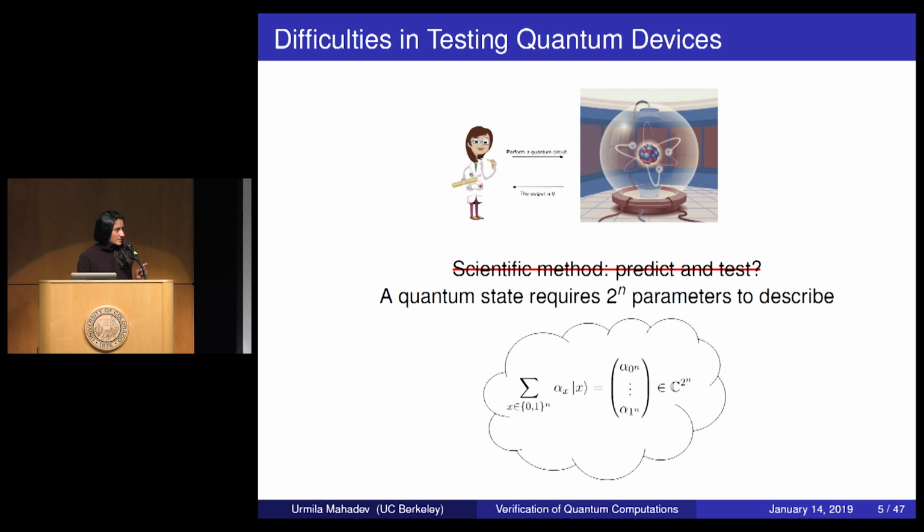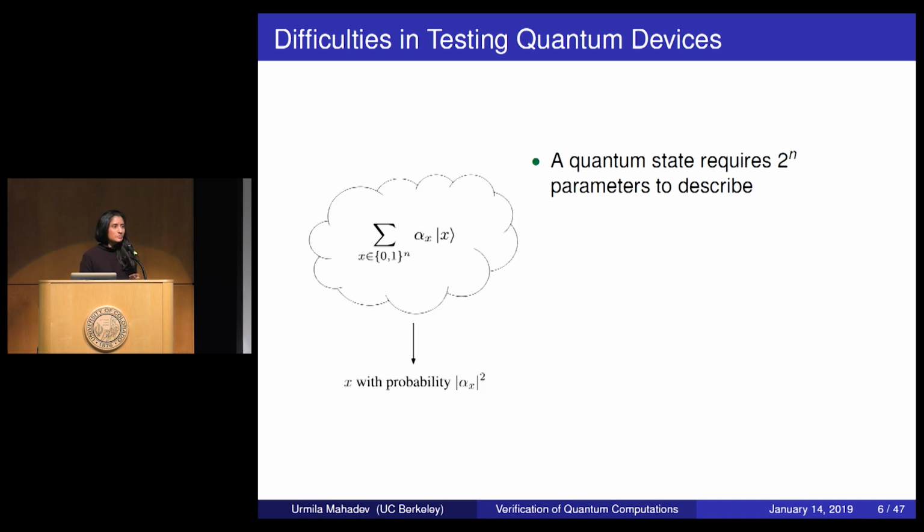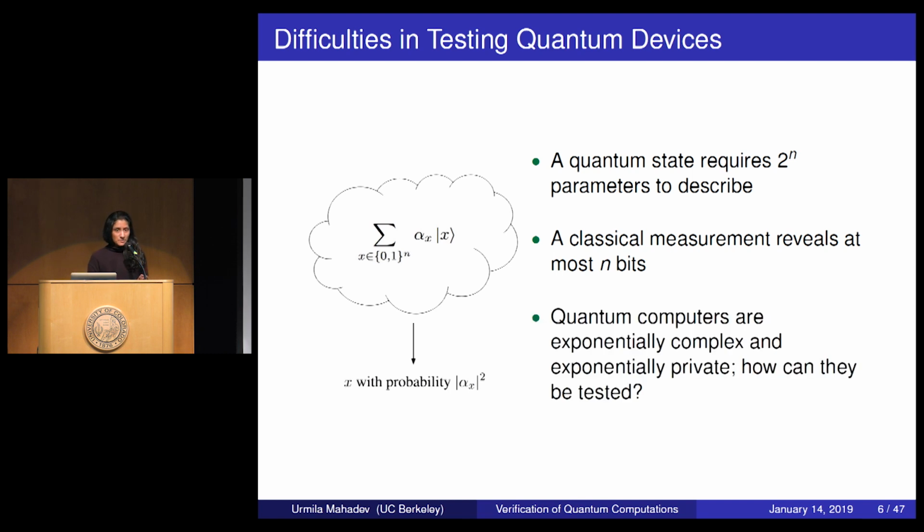And it actually gets a little bit worse than this, because not only is the state very hard to write down, but classical access to quantum systems is extremely limited. So this experimentalist can only access the quantum system through measurement. And if she measures this system, she'll obtain a string x with probability |alpha_x|^2. Now, due to Holevo's theorem, we know that a classical measurement of a quantum system can reveal at most n bits of the system. So what I've told you so far is that not only are quantum systems exponentially complex, but they're also exponentially private. And this is what makes the question of testing quantum computers such a difficult question.